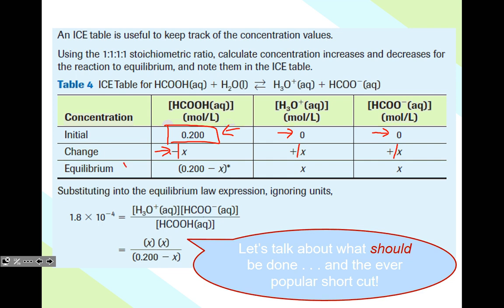So for equilibrium, kiddos, it's 0.200 minus x. Okay? And then we have an x here and we have an x here. Right on. So really, what we have is this crazy thing: x times x over 0.200 minus x. So let's talk about what should be done, and what I'll show you is what you do.